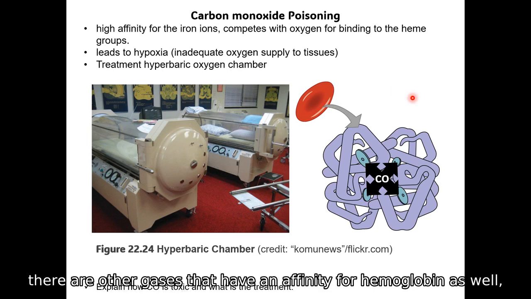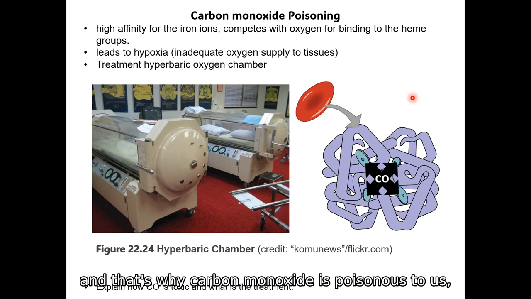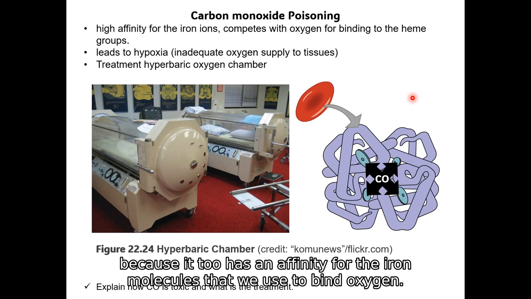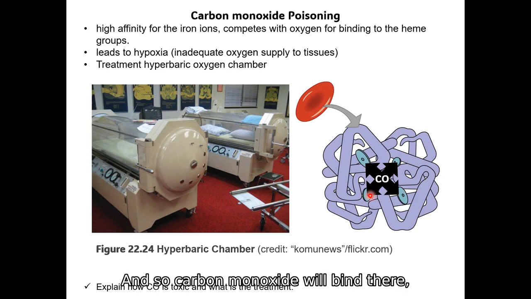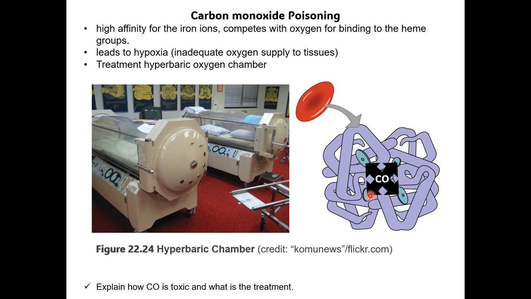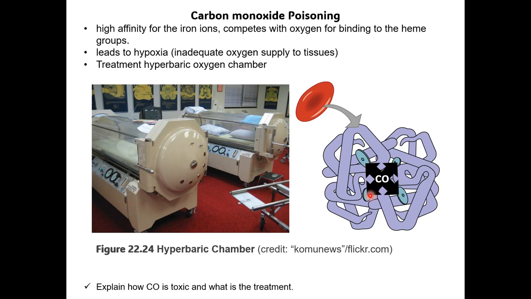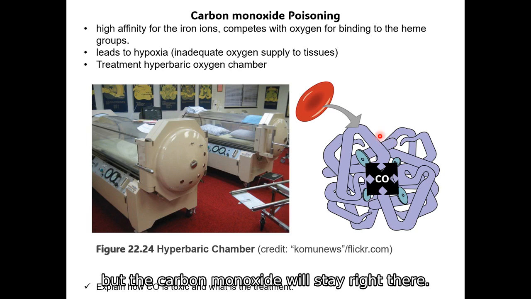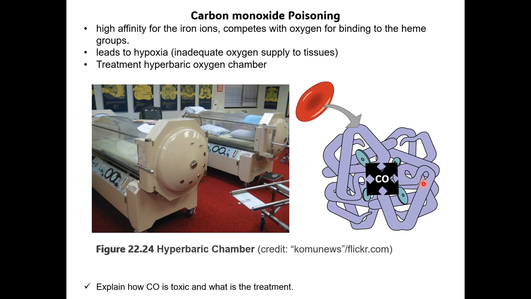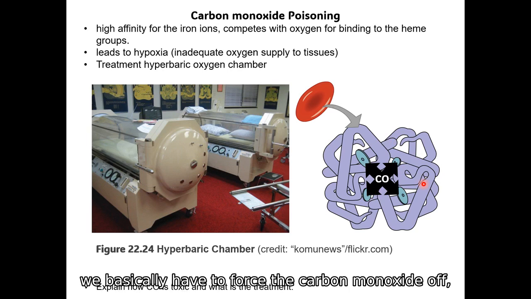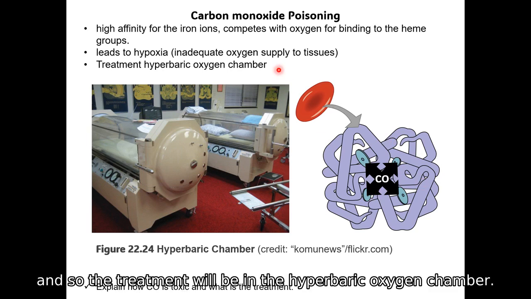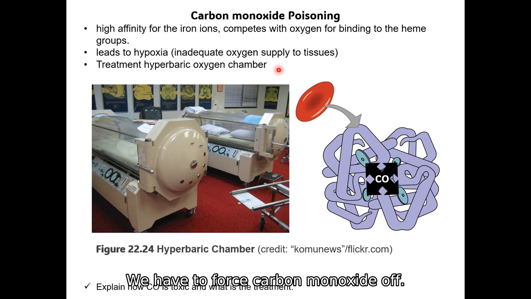Since this is just chemistry, there are other gases that have an affinity for hemoglobin as well. And that's why carbon monoxide is poisonous to us, because it too has an affinity for the iron molecules that we use to bind oxygen. And so carbon monoxide will bind there, but it doesn't let go. Like I said, oxygen, we've got these nice conditions set up, and we got pickup in the lungs and drop off in the tissues, but the carbon monoxide will stay right there. So treatment for carbon monoxide poisoning, we basically have to force the carbon monoxide off, and so the treatment would be in the hyperbaric oxygen chamber. We have to force carbon monoxide off.